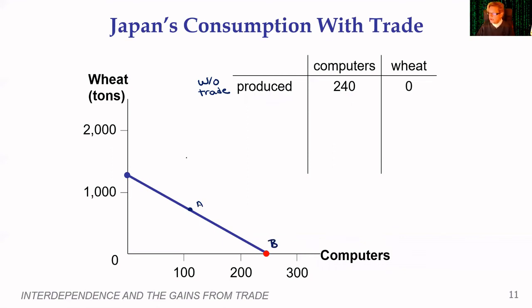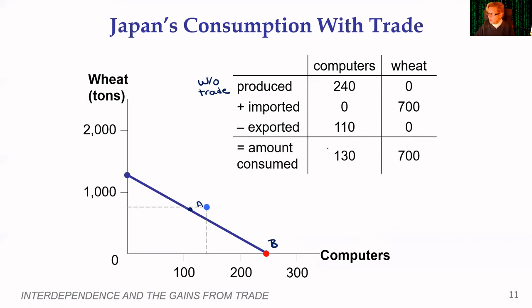And so they were able to import 700 tons of wheat, export the 110 computers, and they end up with 700 tons of wheat, 130 computers, and they're at point C, which was previously an unattainable area. So they're able to consume more than they're able to produce. So this is why we say trade makes everyone better off in the long run.